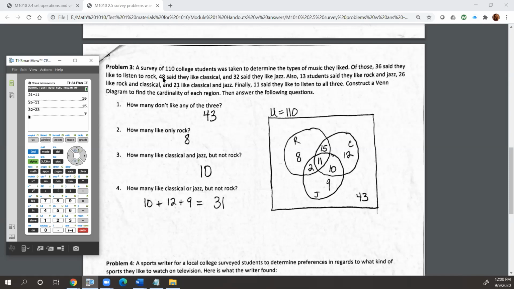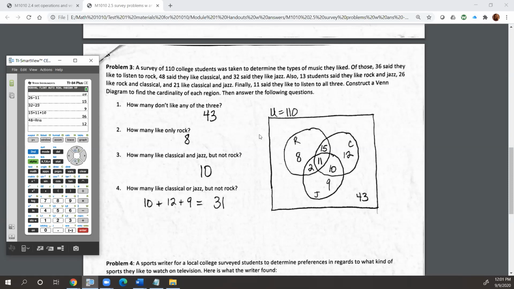And now we have 48 that said they liked classical. So we subtract 48 minus 15 plus 11 and 10. And that is, let's see, 15, 11, and 10. So we're going to subtract 36 from 48. So we have 12 left that like classical alone.